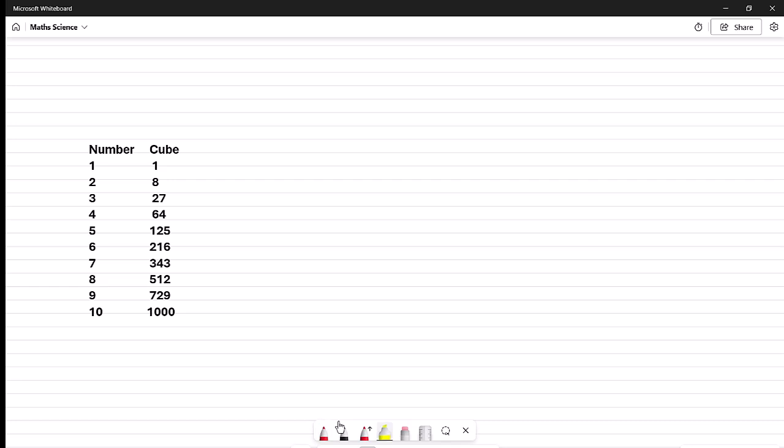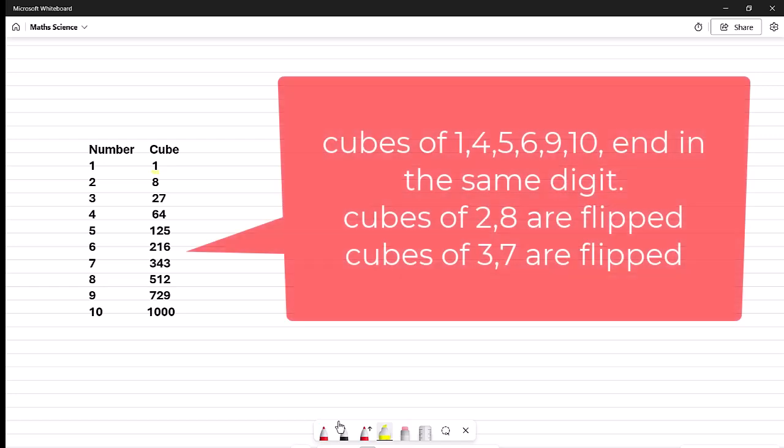Also notice the last digits of the cubes. For example, the cube of 1 is ending in 1. The cube of 2 is ending in 8, so it's not the same. But the cube of 4 is ending in 4, 5 is ending in 5, 6 is ending in 6. For 7 it is not the same, 8 is not the same, 9 is the same, and then 10 of course is the same.